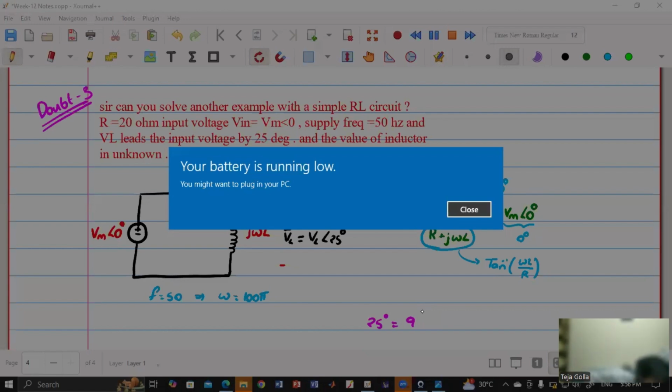Just a minute. My laptop is out of charge.